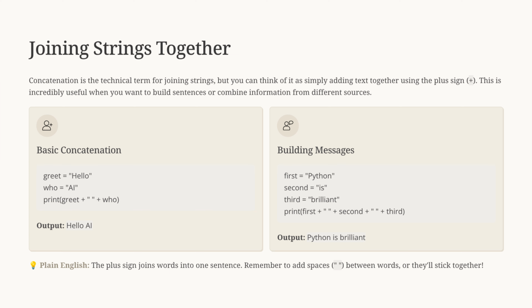Another example combines three words, Python, is, and brilliant, into one sentence. Python is brilliant. Joining strings helps build custom messages, like user greetings, chatbot replies, or even dynamically generated reports. It's a simple concept, but it powers many of the text interactions you'll see in AI applications.